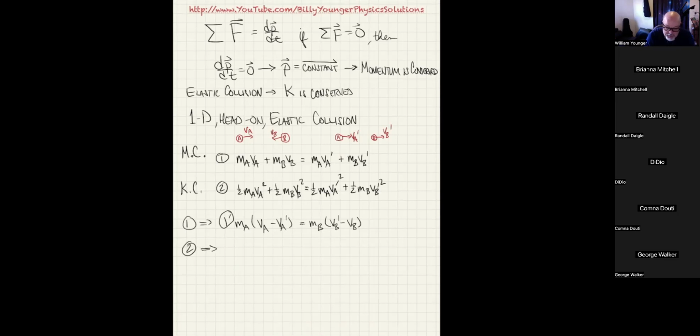So for starters, I'm going to cancel out all the 1/2s because clearly I can, right? And why keep them? But now I can say MA times VA squared minus VA prime squared is equal to MB times VB prime squared minus VB squared. Okay, that's pretty good, but in fact, I can do it better. If you recall, there is something called a difference of squares that factors quite nicely.